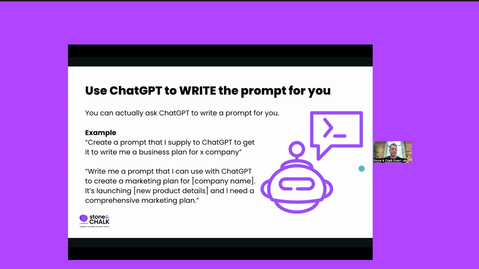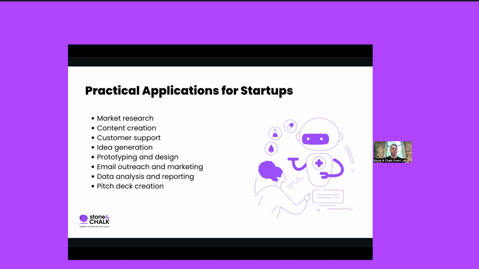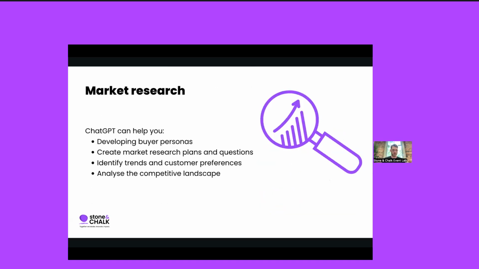Now, let's explore the practical applications of AI prompts for startups in greater detail and how to write prompts for these specific use cases. First up, market research. Now, ChatGPT can help you cut down on extensive market research, help to identify trends and customer preferences, and analyze the competitive landscape.